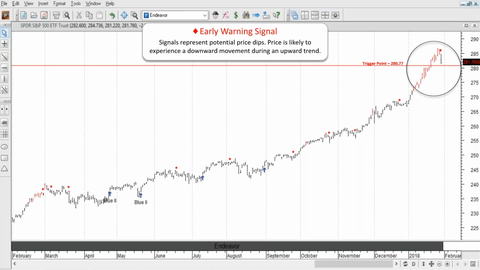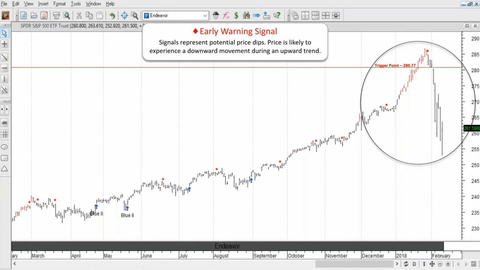Now, I'll go over what a trigger point is and where to find them in more detail later. Although, simply put, trigger points are custom figures generated by our algorithms that identify a specific price that must be crossed to confirm the signal. In this case, the trigger point is 280.77. So, if 280.77 is crossed, you can expect price to begin to dip down. But if the trigger point isn't crossed, then the uptrend should continue. No harm, no foul. Let's move forward in time here and see what happens.